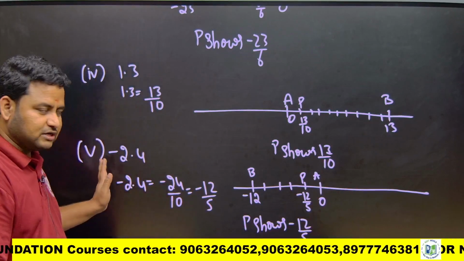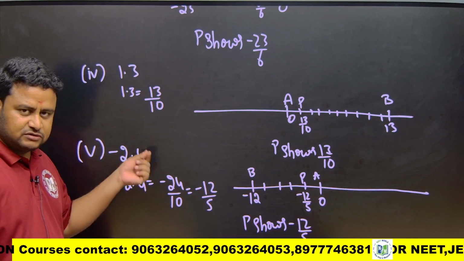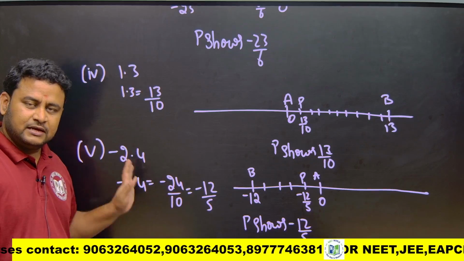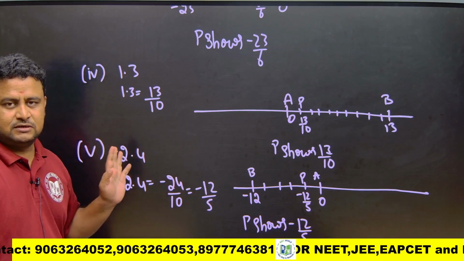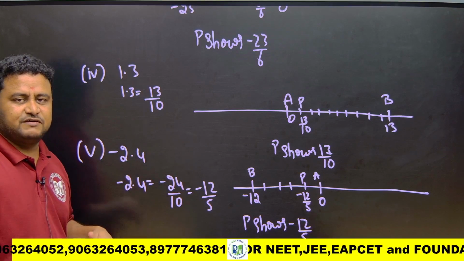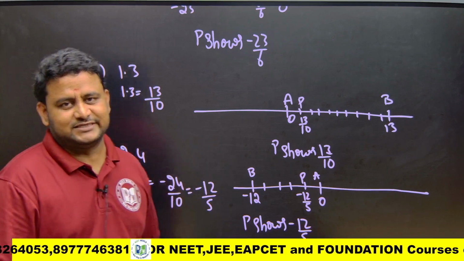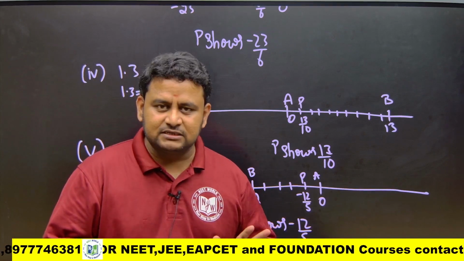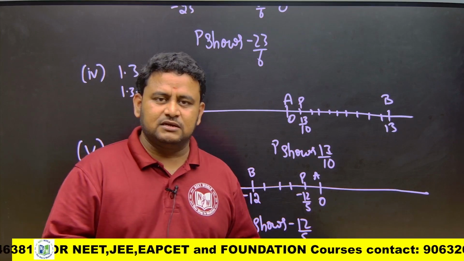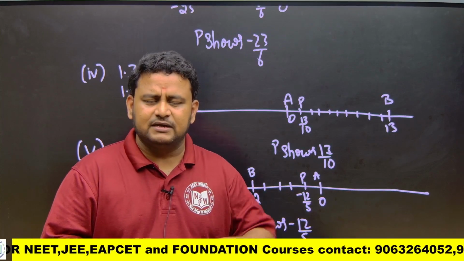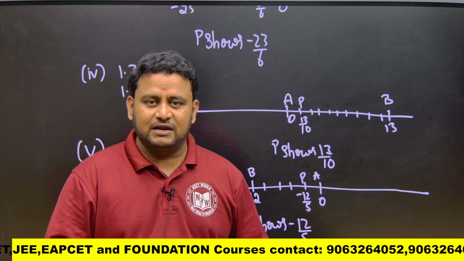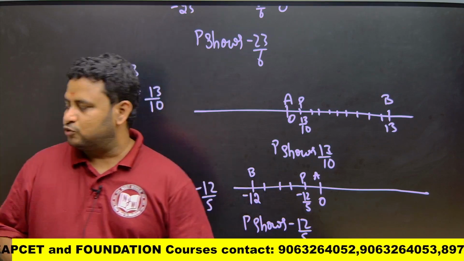First you have to convert the decimal into a fraction. Then you have to see which is the bigger number, numerator or denominator. Represent the bigger number first and name it as B. Then whatever the denominator is, that many equal parts you divide and you name it. That's it. Clear, friends? This is how you represent the given rational number or decimal. Decimal is given, you have to convert to a rational number and then represent it on the number line, friends. I hope it is clear. Let us move to the next question, friends.